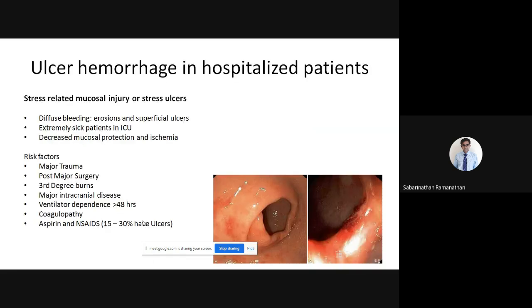So ulcer hemorrhage in hospitalized patients, this is very important in our settings where we have a large number of hospitalized patients, and patients will have a sudden bleed, either a hematemesis or they will have a melena also. Most of the time it is a stress related mucosal injury or stress ulcers, and people will have diffuse bleeding due to erosions or superficial ulcers in extremely sick patients in ICU, and it is caused by decreased mucosal protection and ischemia. So there are major risk factors like major trauma, post-surgery, third-degree burns, ventilator dependence, coagulopathy, and patients already on aspirin and NSAIDs.